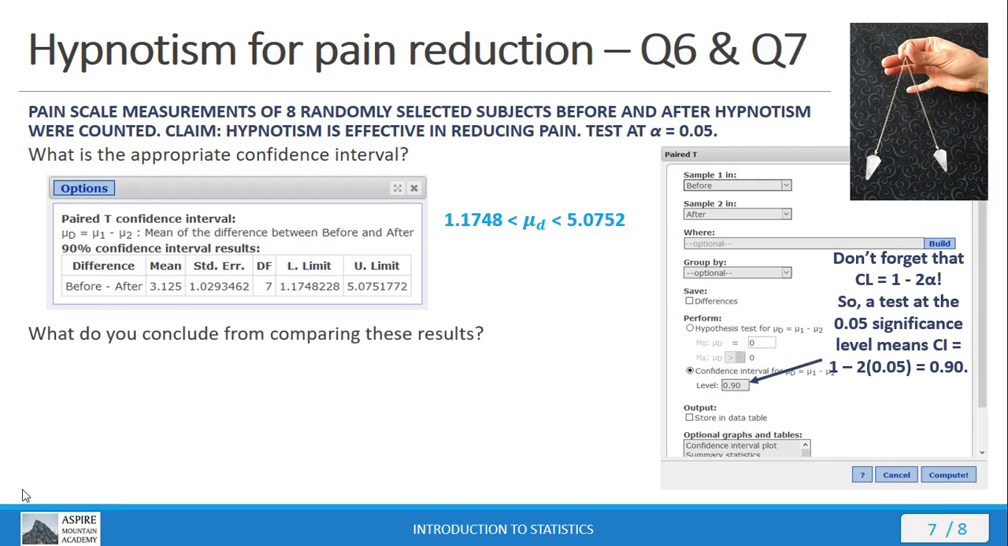What do you conclude from comparing these results? Well, go ahead, pause the video, make your conclusion, then come back and we'll see what you did with that. Okay, let's see how you did with this.